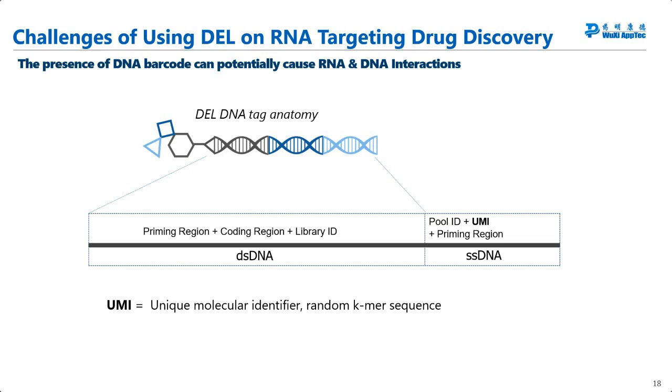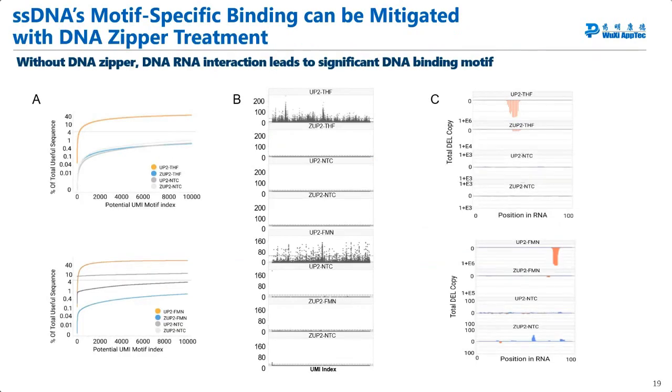Given that this single-strand DNA region can cause significant DNA-RNA interaction, to enable RNA DEL selection, we decided to convert this single-strand DNA region into double-strand DNA, and we call this specialized library zipper DEL. To test whether the zipper DEL is effective in blocking DNA-RNA interaction, warheadless DNA-only libraries were utilized. And here is the data showing that single-strand DNA's motif-specific binding can be mitigated by DNA zipper treatment.